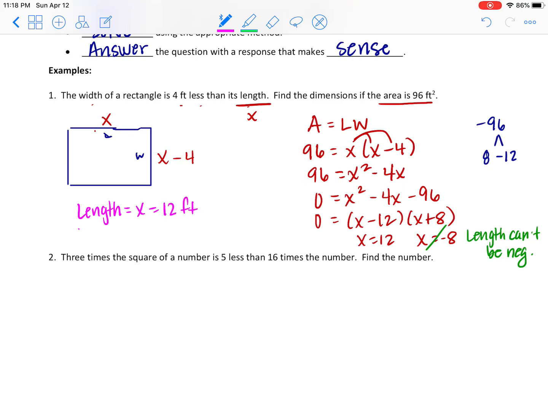12 units, feet. And then the width of that we said was 4 less. x minus 4 would be 12 minus 4, and 12 minus 4 would be 8, so 8 feet. And there it is. All right, and we can definitely verify that that width is 4 less than that length. 8 is definitely 4 less than 12, and if we multiply that length and that width, 8 and 12, we get an area of 96, okay?